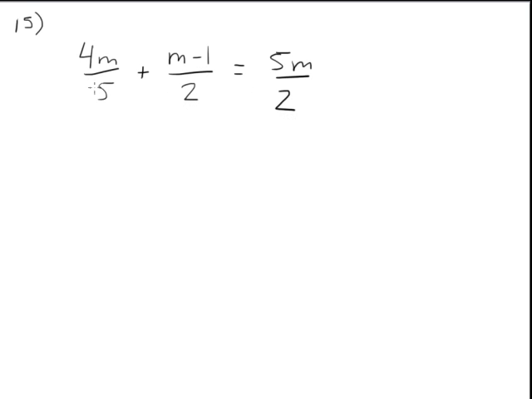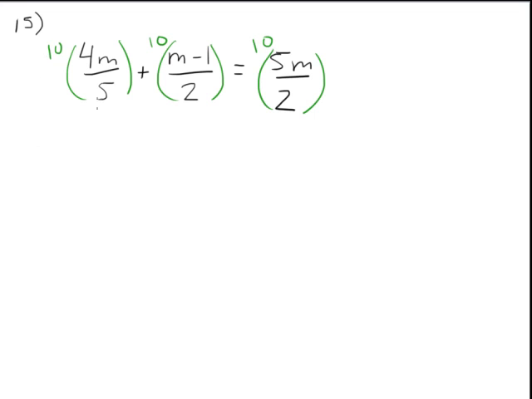Alright, so here I have 4m over 5 add m minus 1 over 2 equals 5m over 2. So again, I have an equal sign here, and I have these denominators. So the fact that there's an equal sign here, I know that I could multiply each term here by the greatest common factor to get rid of those denominators. So between 5 and 2, the greatest common factor is 10. So I'm going to multiply each by 10.